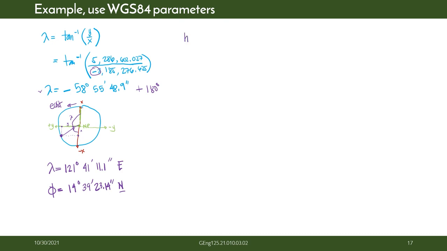Okay, and for the height, now we solve for the height. H is equal to (x squared plus y squared) raised to 1/2, because I forgot the square root, so I can write it in that way, times cosine phi, plus z sine phi, minus a squared of 1 minus e squared sine squared phi.